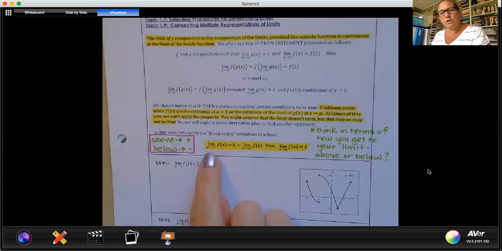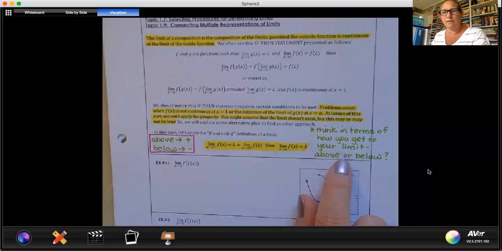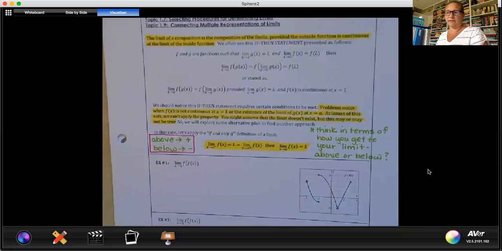And then remember your definition of a limit. If the limit from the left is equal to the limit from the right, then the overall limit exists. So how you're going to do composition function limits is think in terms of how you get to your limit. Do you get to your limit from above or from below? If you get to your limit from above, you will approach from the right. If you get to your limit from below, you will approach from your left. And you should see how all of that comes into play. We're going to use a u-type substitution to mathematically find these limits.